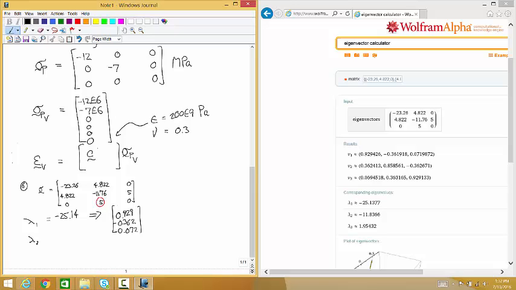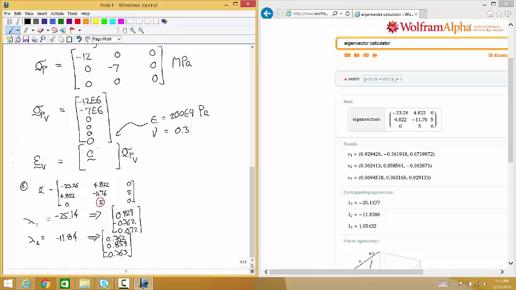Then lambda 2 is equal to negative 11.84, and that corresponds to an axis of 0.362, 0.859, negative 0.363.